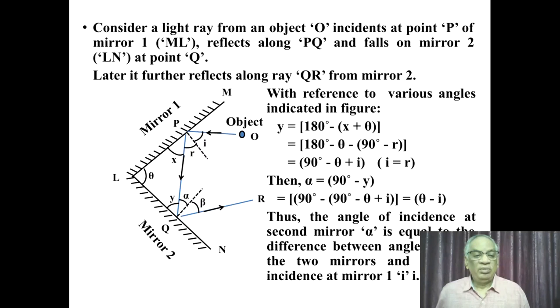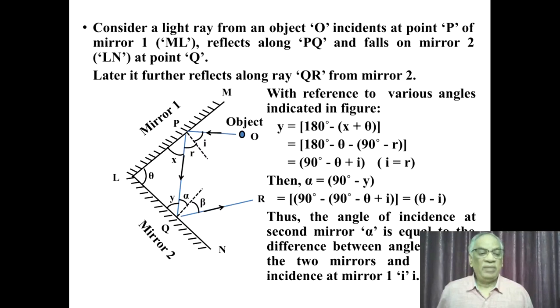Then we try to get the relation between the angle of incidence for the reflection obtained from mirror 2 and the angle of incidence at mirror 1, i. That is the relation between alpha and i. We want to deduce an equation for that. So if you see mirror 2 at point Q, angle y is given by 90 minus alpha. Alpha is equal to 90 minus y, otherwise.